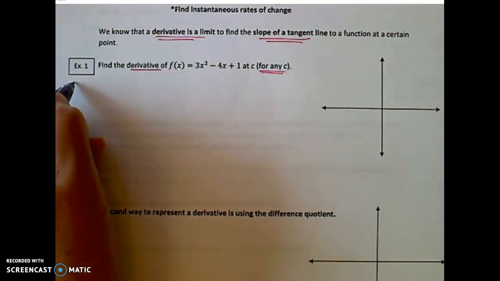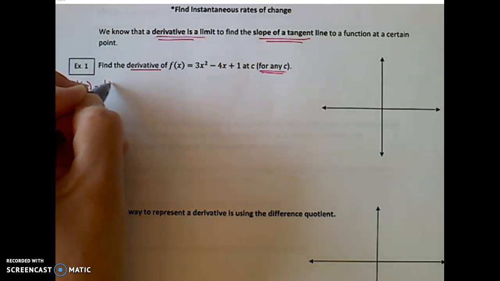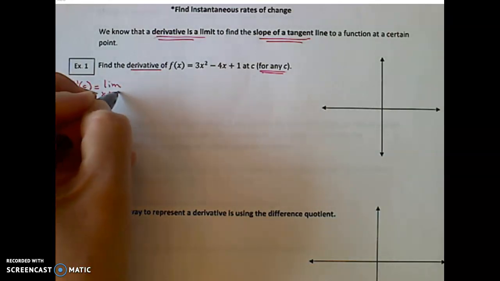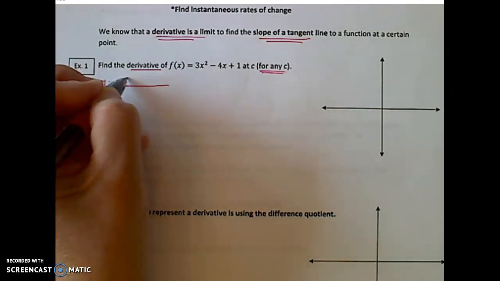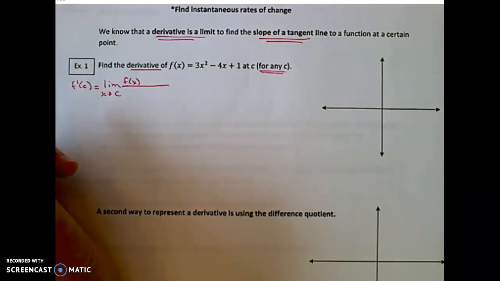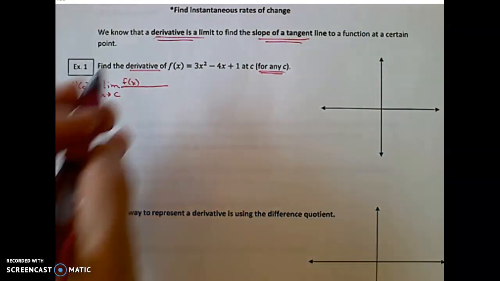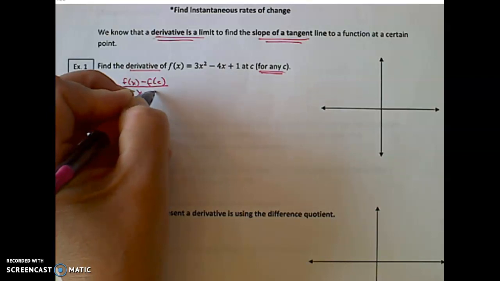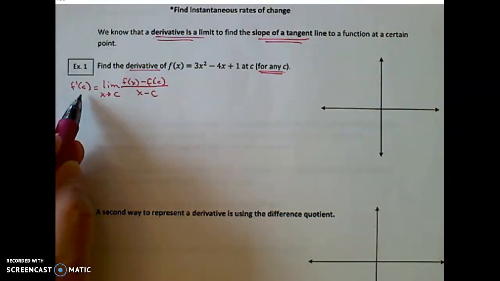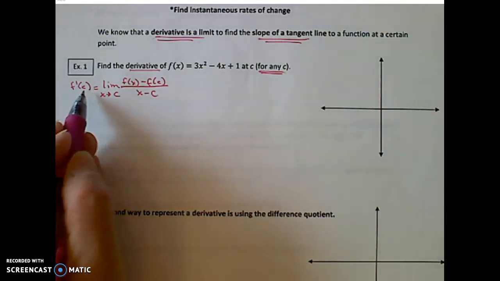Alrighty, I'm going to find f prime for any value c, which is a limit, as x approaches that value c, of the slope. When I plug in x, I get f of x. When I plug in any old c, I get f of c, all over x minus c. Again, I'm finding a formula for the derivative in general, rather than just at a single value.